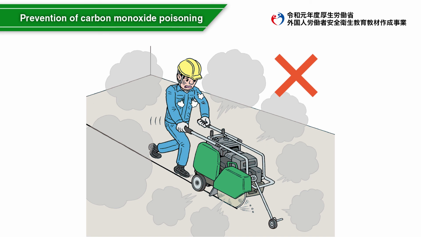Since carbon monoxide is a colorless and odorless gas, it is often inhaled without being noticed. Carbon monoxide poisoning has occurred due to the operation of internal combustion engines, such as generators, in places where there is insufficient ventilation, and the use of briquetting stoves used for concrete curing. Do not use internal combustion engines or briquetting stoves in a place with insufficient ventilation.